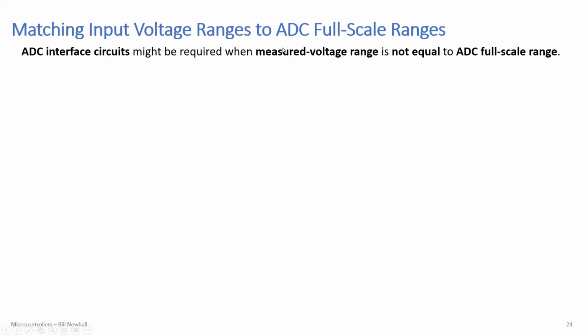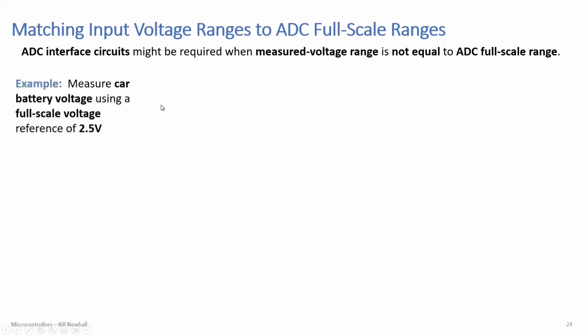When the measured voltage range, the voltage of, let's say, the sensor or the input you're trying to convert, is not equal to the ADC full scale range, then you need some kind of ADC interface circuit. So for example, let's suppose you're measuring a car battery voltage, and you have an ADC with a full scale voltage range of 0 to 2.5 volts. But if you're measuring car battery voltage, you might want a little wider range. A car battery is typically 12.6 volts, charging voltage 12.8 to 14.1-ish. If you have a high voltage, it might be 15.